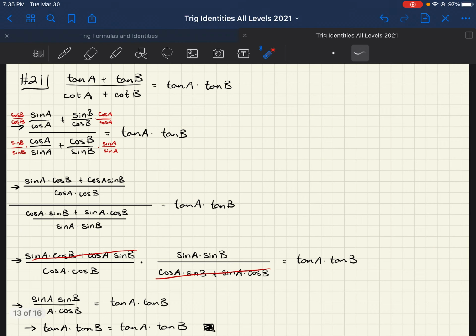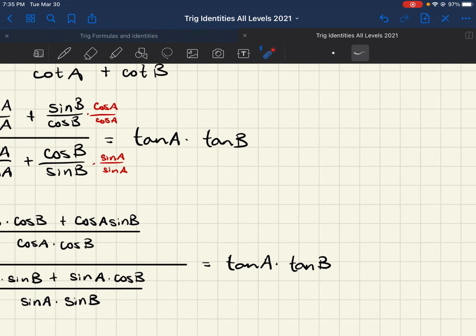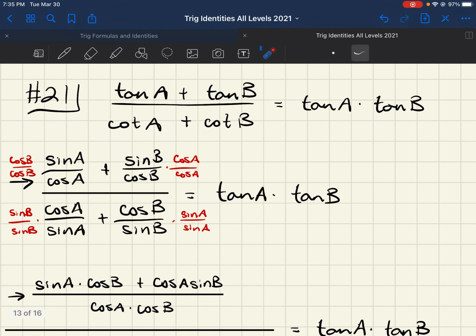All right. I think number 20 through 24 are huge pain. If you can do these and understand these, that's awesome, by the way. But they're pretty complicated. So, number 21 here, tangent of A plus tangent of B divided by cotangent of A plus cotangent of B. We want to verify that that's equal to tangent of A times tangent of B.